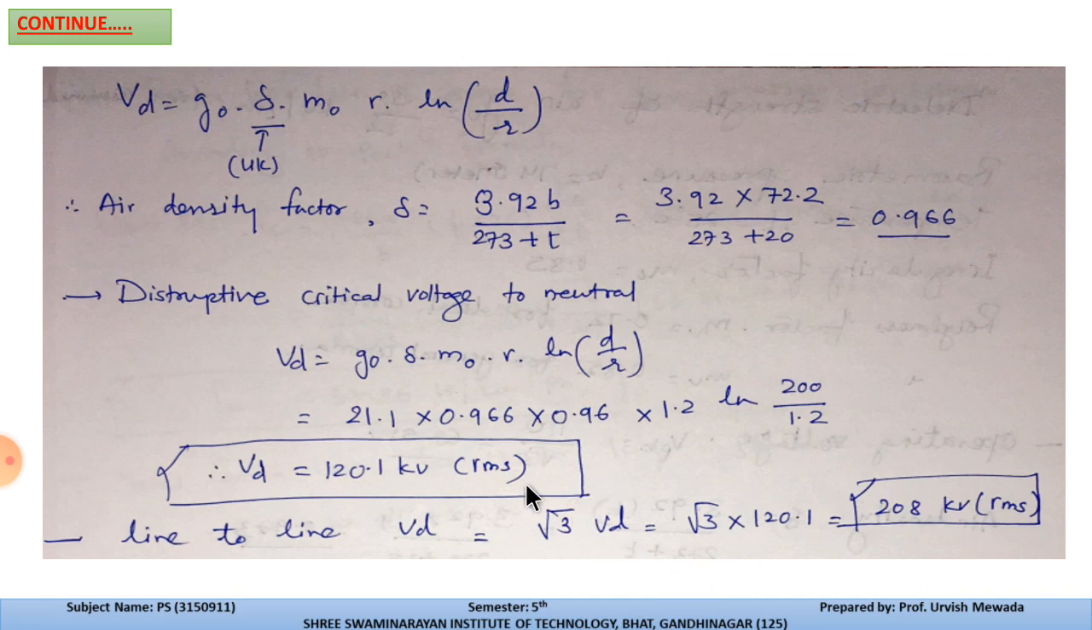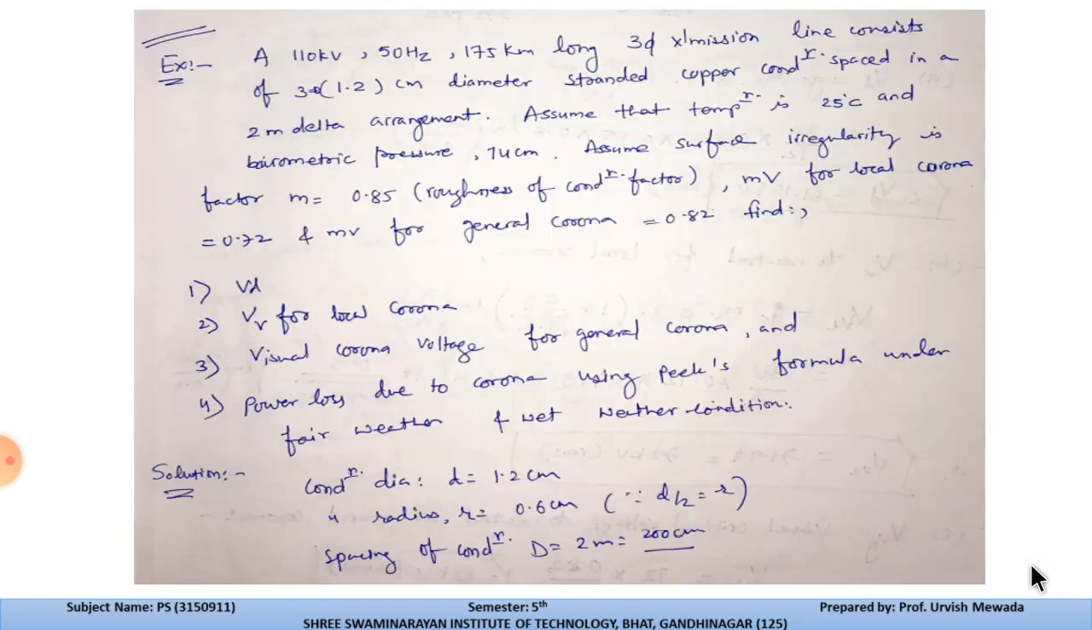This is the RMS value, so we need to convert it to line to line voltage, means VD is equal to root 3 into V. So root 3 into 120.1, that will be 208 kV RMS. This was the phase voltage, this is the line voltage, so that's why it is multiplied by root 3. So this is how you can calculate. This is the basic example related to the visual critical voltage. Now we'll see a different example having more weightage, where we need to find more things.